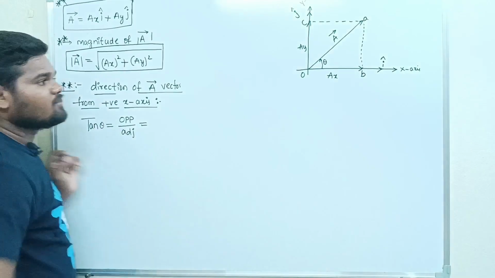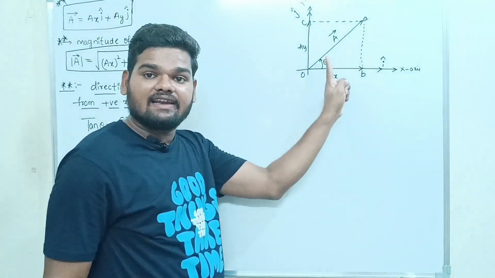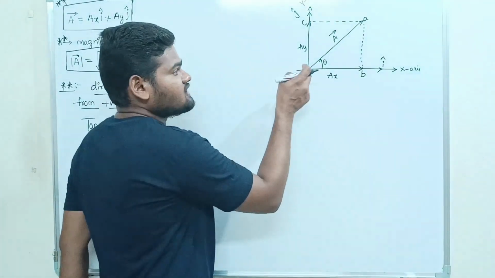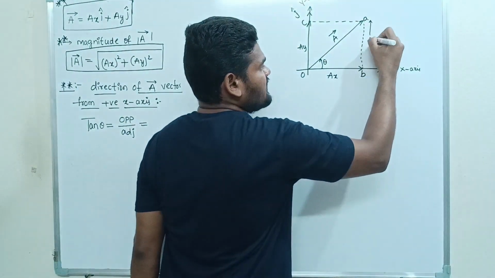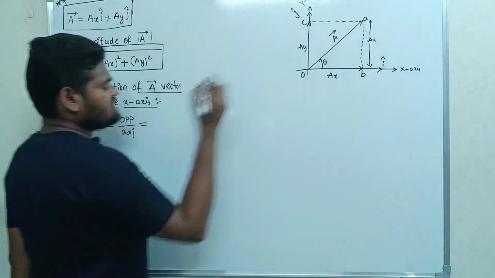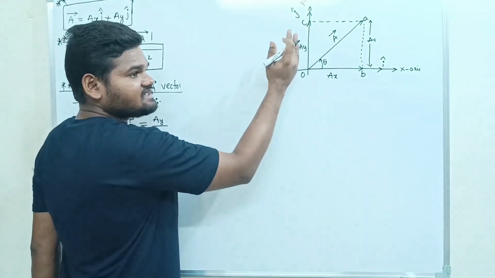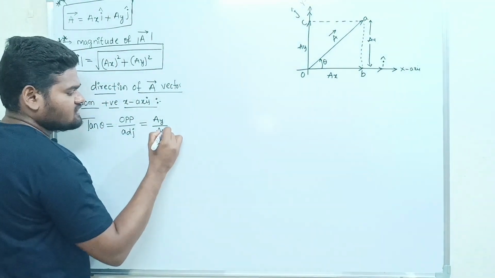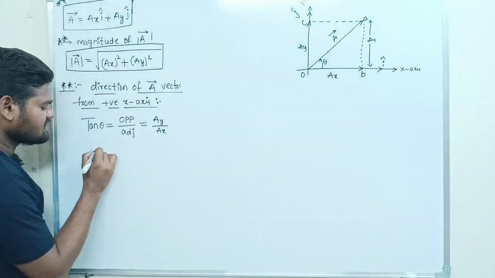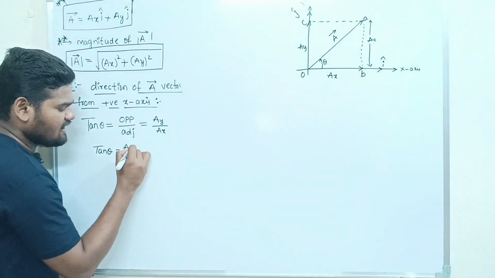Okay. So what is the opposite side? This is theta. Whatever the side opposite to an angle theta is called the opposite side. So have a look. This is a rectangle. If this is AY, then this is also AY. So the opposite side is AY, divided by the adjacent side, the side which is towards the angle theta. That is AX. So the direction of A bar vector is given by tan theta equals AY by AX.